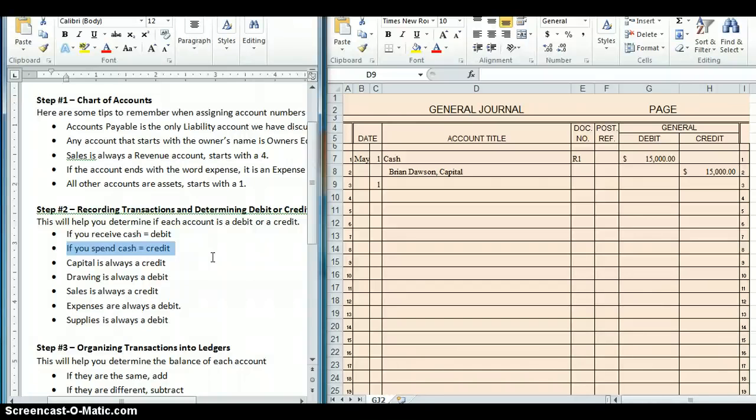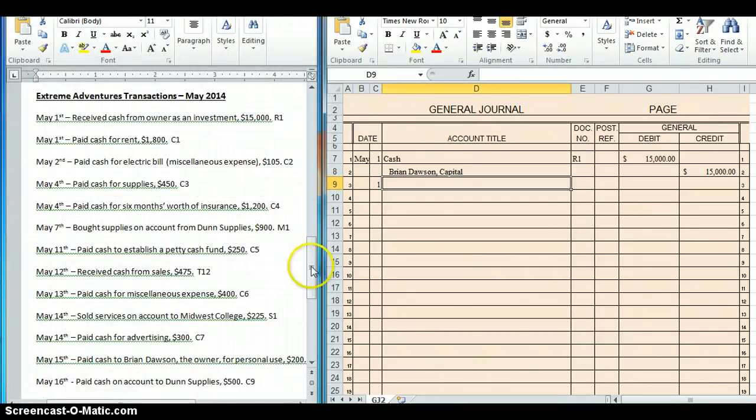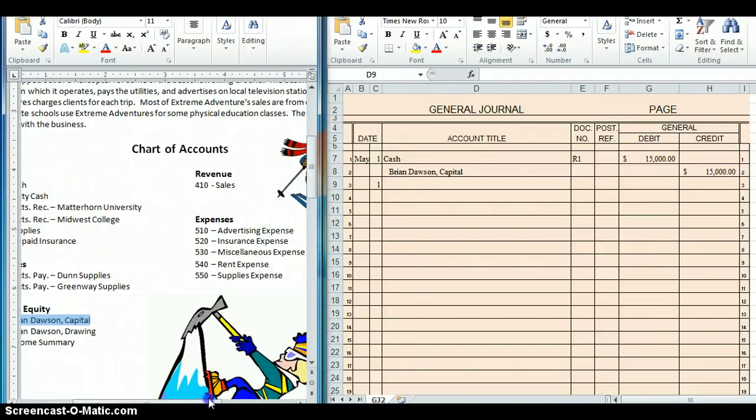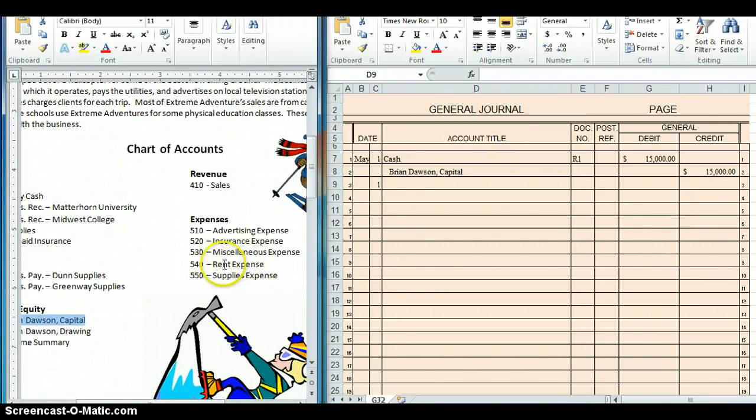In this particular case, we have purchased rent. And if you go to your accounts, you can see that rent is an expense.